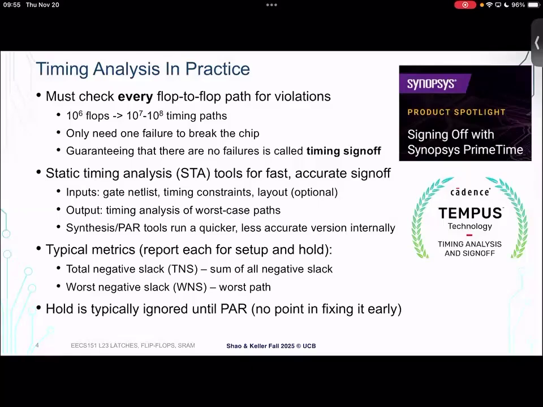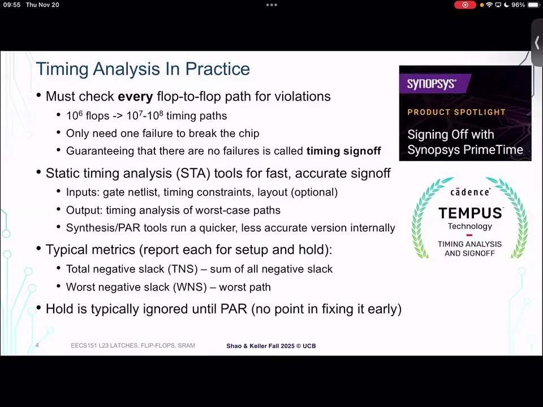It's doing a quicker and less accurate version of these STA algorithms within the synthesis tool in order to produce that information. But the special software programs to do STA, Synopsys calls theirs PrimeTime, Cadence calls theirs Tempus. These are the things that engineers use to actually get a chip ready for production.